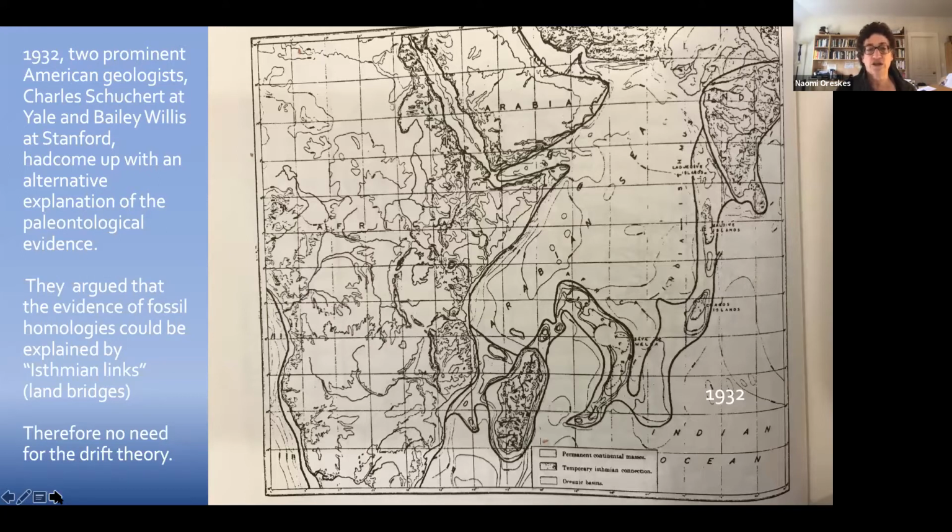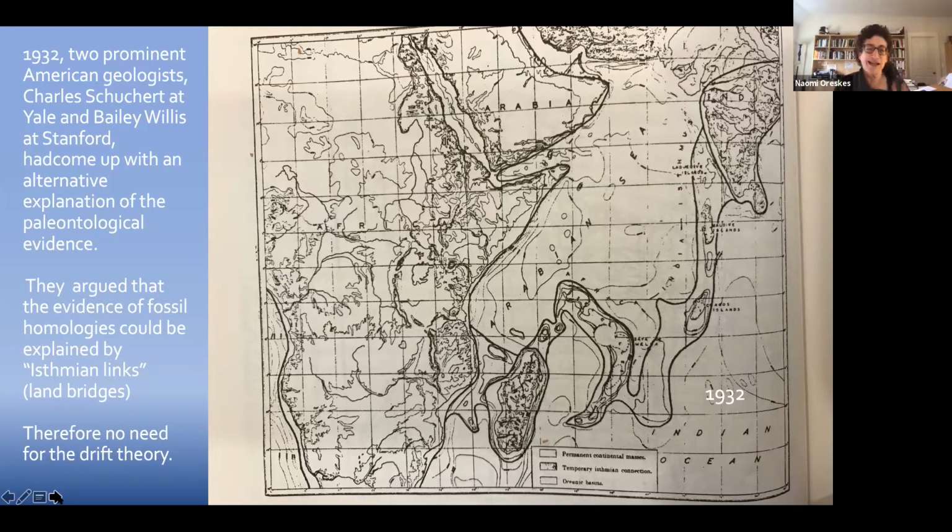They argued that the fossil homologies, the fossil evidence, the fossil similarities between Africa and parts of Europe or Africa and South America could simply be explained by what they called isthmian links. That is to say, land bridges, what we now would call land bridges, narrow strips of land that had perhaps been exposed during sea level low periods at various times in Earth history. And therefore, they argued, there was no need for the theory of continental drift. Now, this theory was problematic in 100 different ways, and if we had more time, we could talk about it. But for the purposes of my argument today, it's sufficient to know.